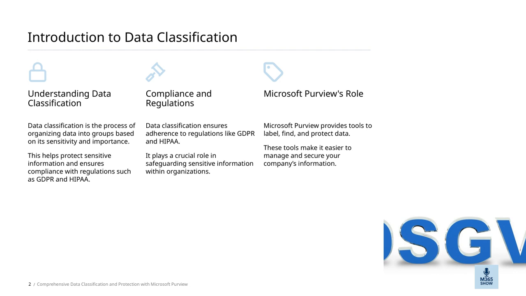Now, why does this matter? Well, data classification is key to staying compliant with regulations like GDPR and HIPAA. These laws require organizations to handle sensitive data carefully, and classification helps ensure you're meeting those requirements. In essence, by properly classifying data, organizations not only protect sensitive information, but also streamline compliance efforts. It's a crucial part of a comprehensive data management and security strategy, especially in today's data-driven world.